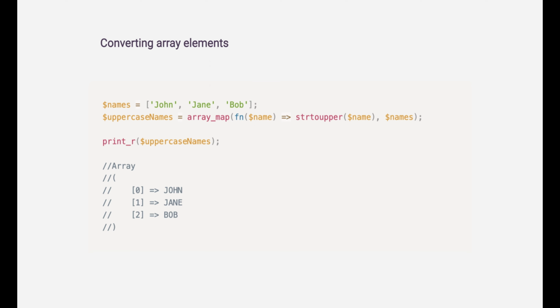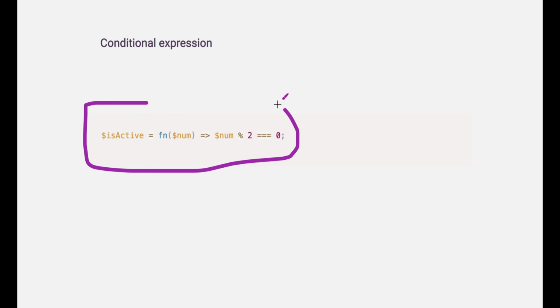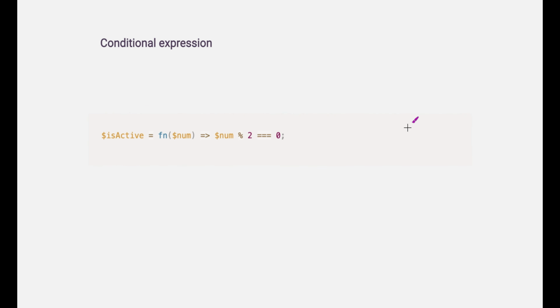Arrow functions can be very useful for creating conditional expressions in code. Therefore, they are most useful for simple and lightweight tasks, where the compact syntax and limited capabilities are not a problem. So, that's all I wanted to tell you about arrow functions.